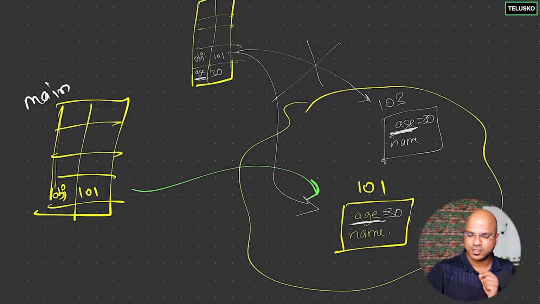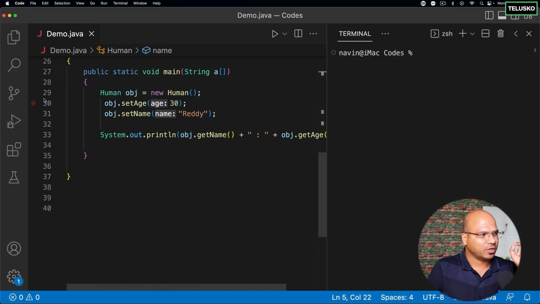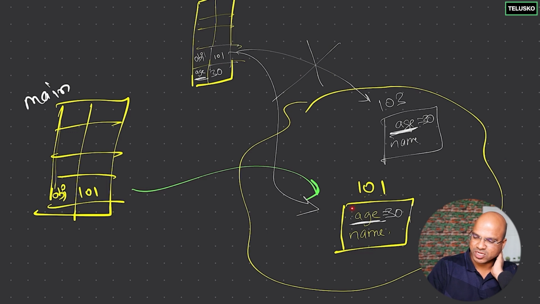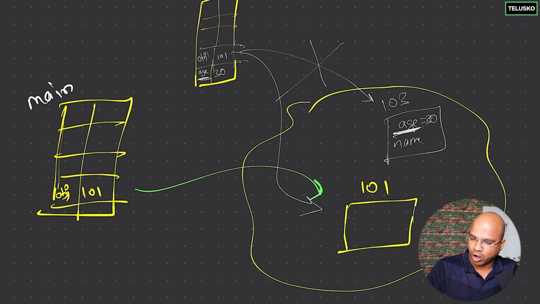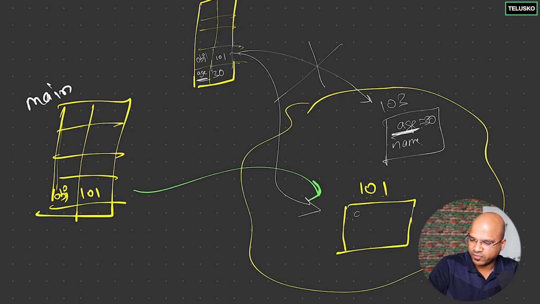Now, the thing is, if you observe line number 29, when you create the object, what happens? When you create the object, in the heap memory, it will just create a blank object. For example, if I remove this and keep it empty, it will create an object with default values. So it will have a variable age and the value will be 0, and it will have a variable called name and the value will be null, right?